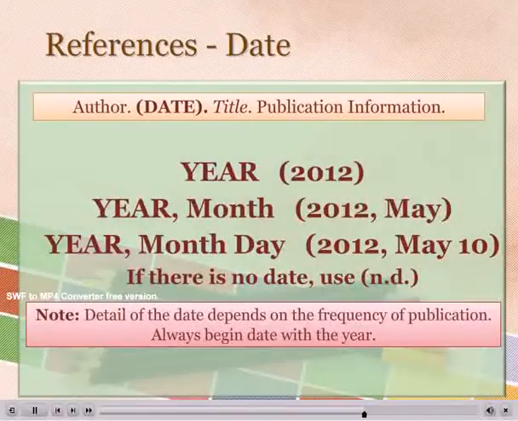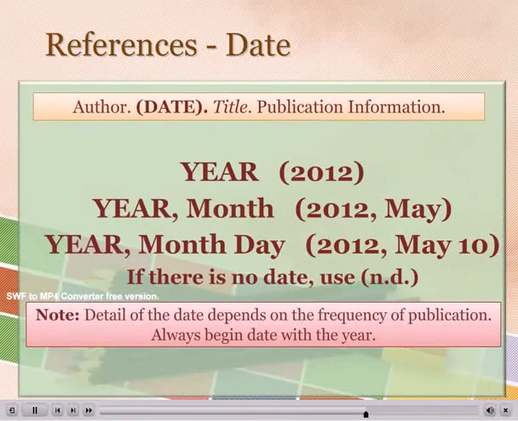The date field is the second of the 4 basic elements in a reference citation. The date always appears in the second position. Most often, the only date included in a reference citation is the year, and it is always wrapped in parentheses and ends with a period.